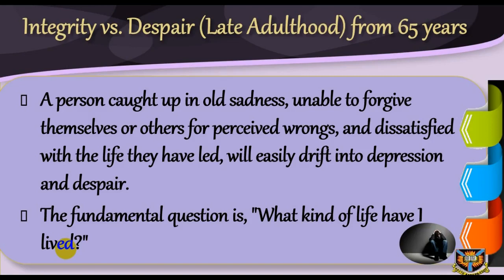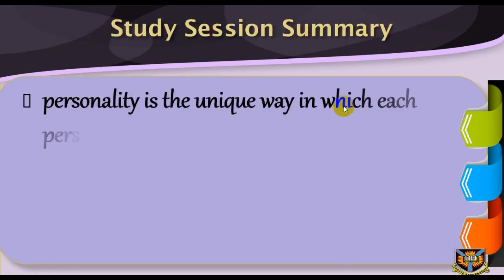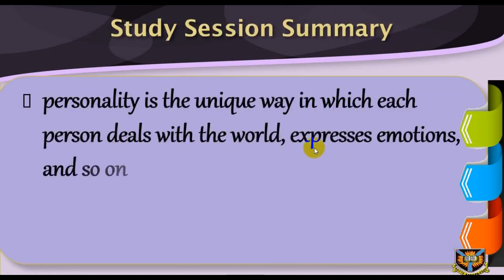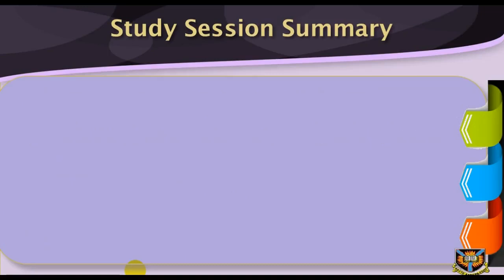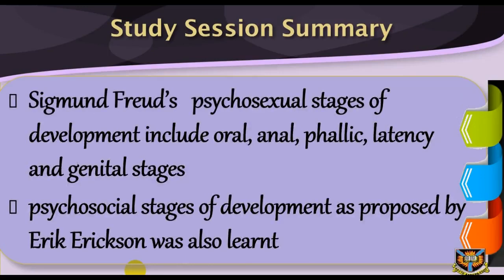Study session summary. In this study session, you learned that personality is the unique way in which each person deals with the world, expresses emotions, and so on. Social development includes relationships with others. It affects both the cognitive and the physical aspect of functioning. Sigmund Freud's psychosocial stages of development include oral, anal, phallic, latency, and genital stages. You also learned psychosocial stages of development, as proposed by Erik Erikson.